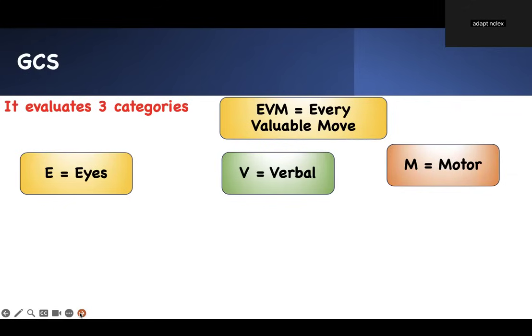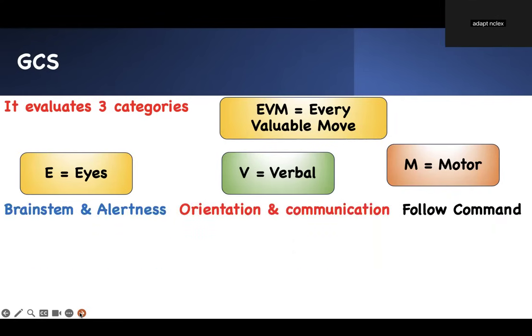Motor function. What does that mean? How does this contribute to the calculation of the GCS? Each of them is assessing certain information very important to your brain. The E is assessing your brainstem and alertness because it connects to your eyes. The V is talking about your orientation and communication. You will be able to communicate, but sometimes you cannot follow commands. That is where the M comes in. The M is the motor function, assessing whether you can follow commands appropriately. Even though you may be oriented and can communicate, you may not be able to follow commands. This is why each of these is very important in assessing your alertness.